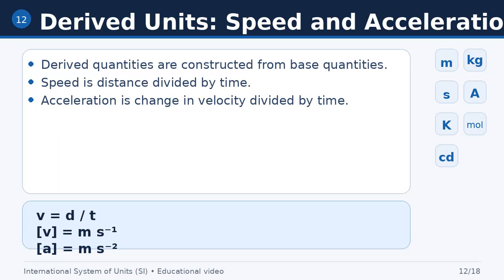Most quantities used in physics are derived quantities. Their units are obtained by combining base units. Speed is distance divided by time, so its SI unit is meter per second, written meter second to the power minus 1. Acceleration is the change in velocity divided by time, so its SI unit is meter per second squared, written meter second to the power minus 2.